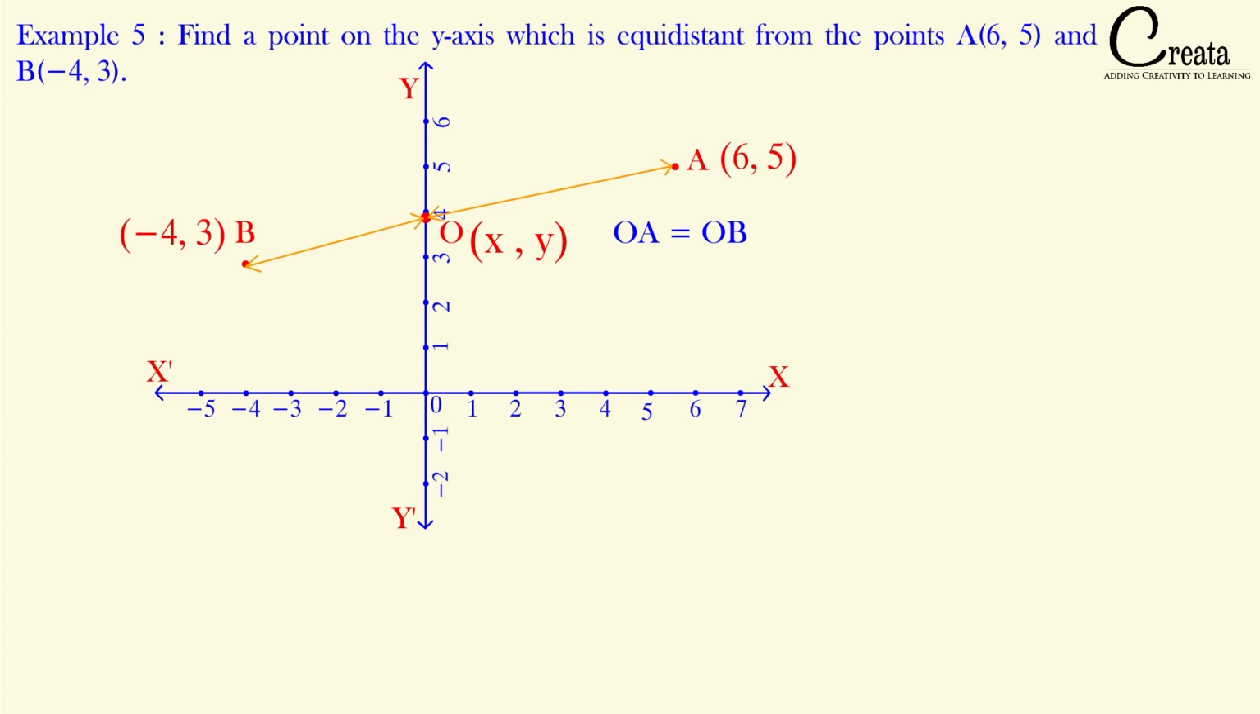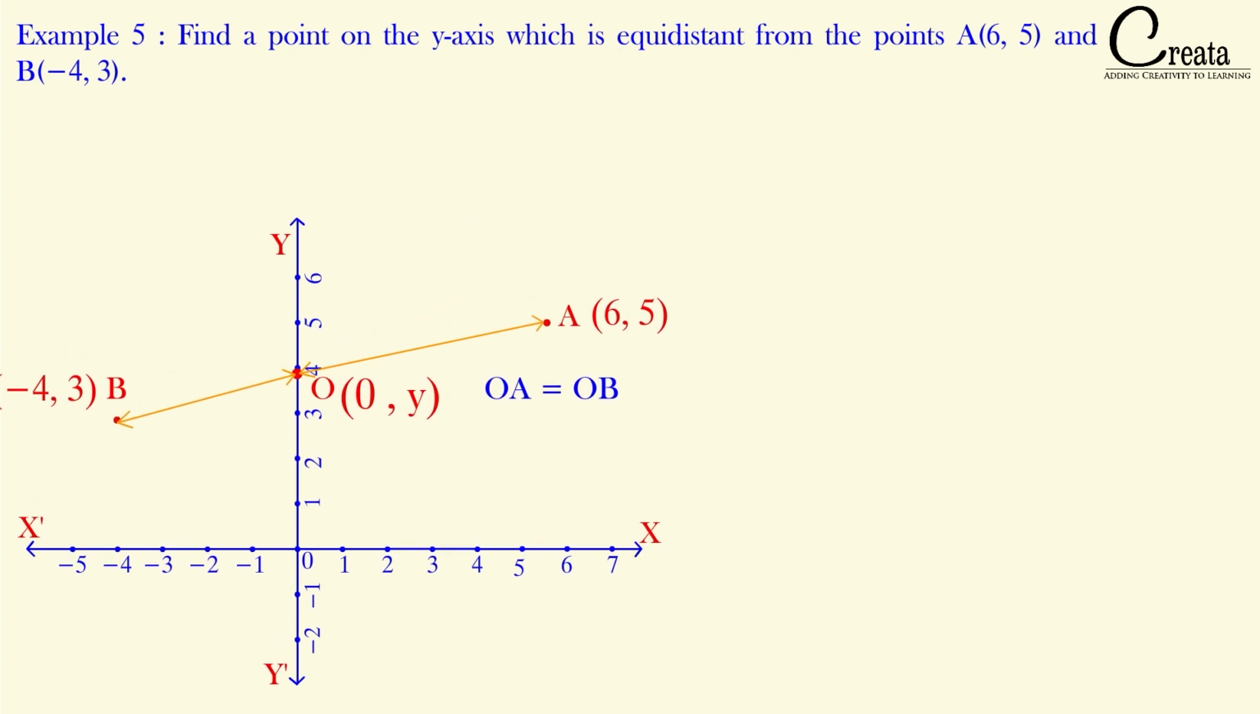And we have assumed the coordinate of this point as x, y. This point O is on the y-axis. It means that its x coordinate will be 0. The x coordinate along the complete y-axis is 0. For this point O, the x coordinate is 0, so we got the coordinate of this point as 0, y. Got it? X is 0 on the y-axis. Further, let's calculate the distance OA and also calculate the distance OB. We will equate both the distances and we will find the value of the coordinate O.